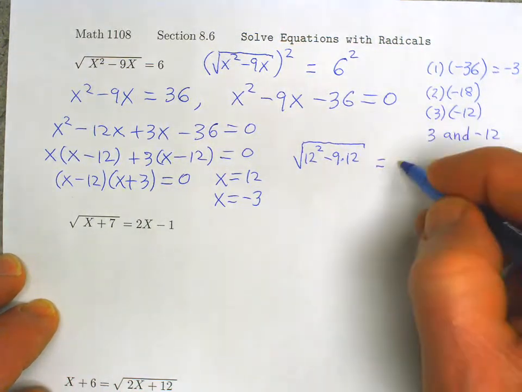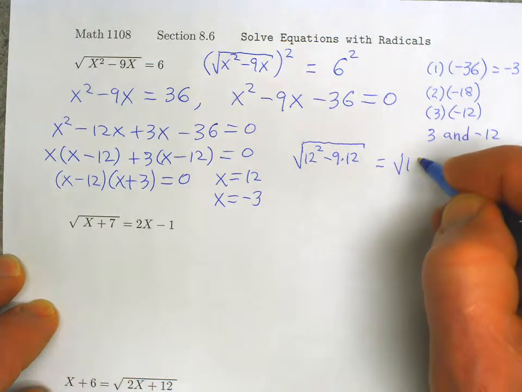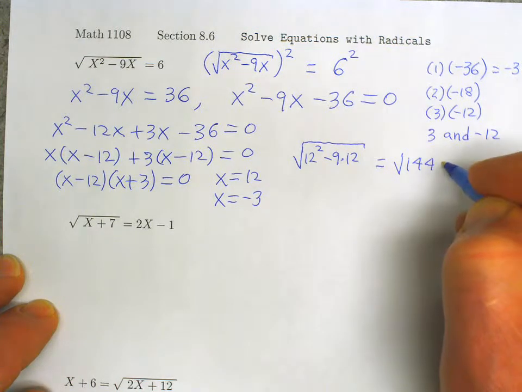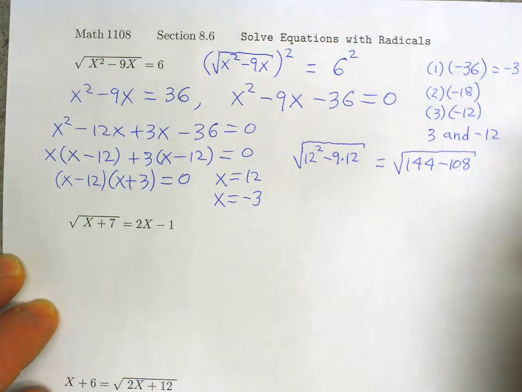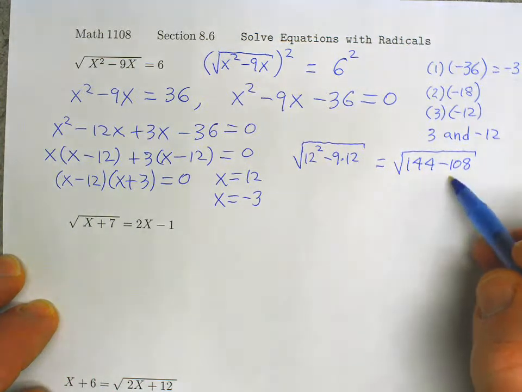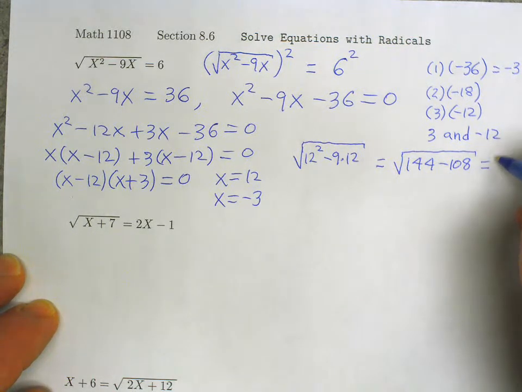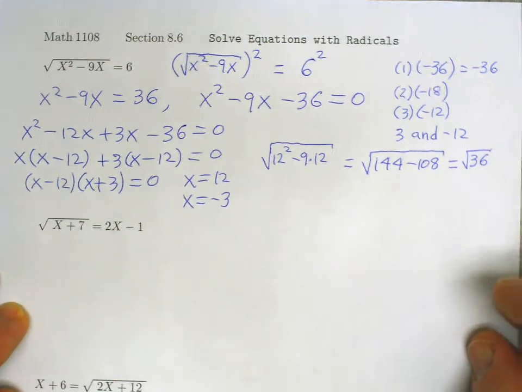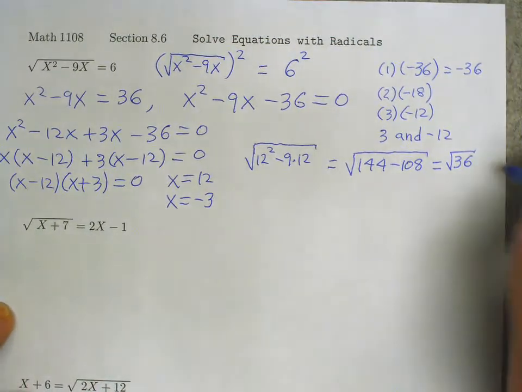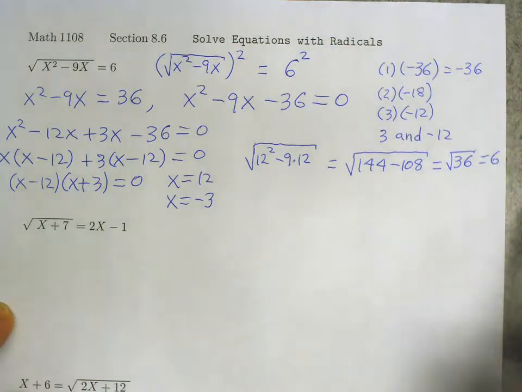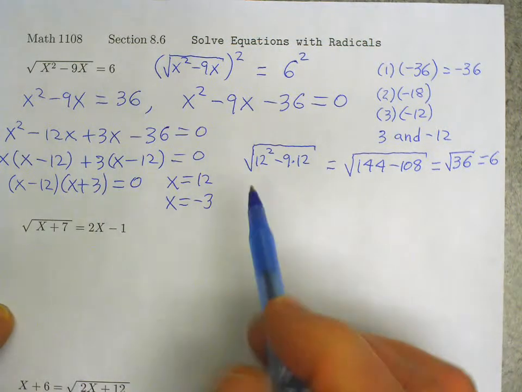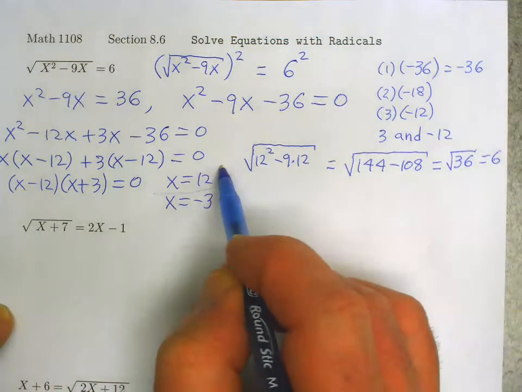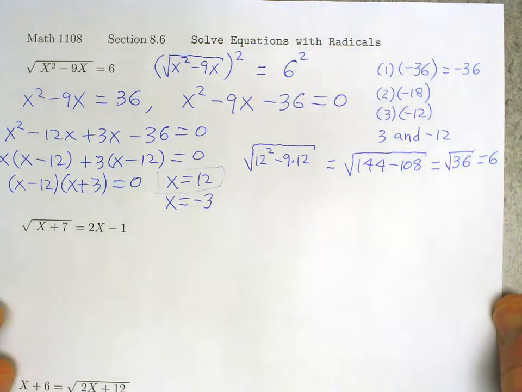And that is the square root of 144 minus 108. And 144 minus 108 is 36, and the principal square root of 36 is 6. Okay, and that's exactly equal to what it's supposed to be. So x equals 12 is a solution.